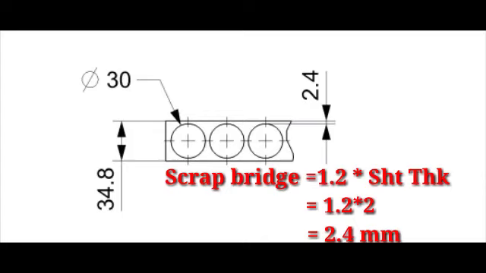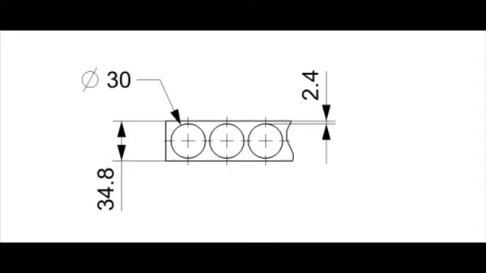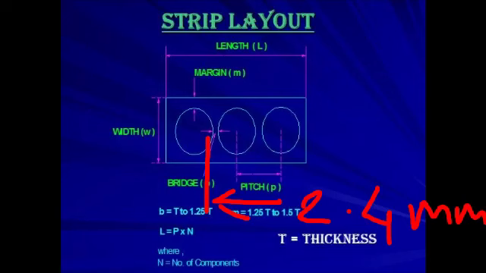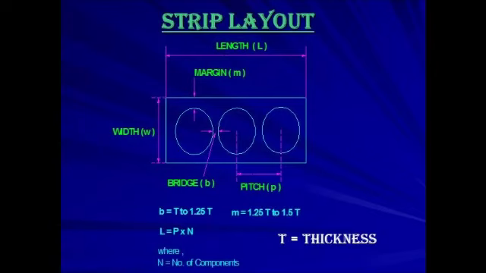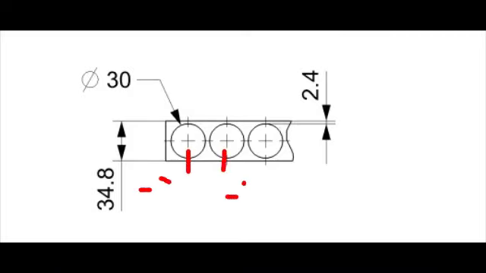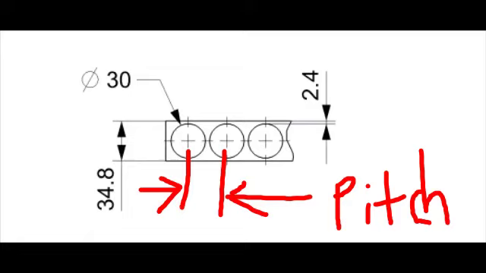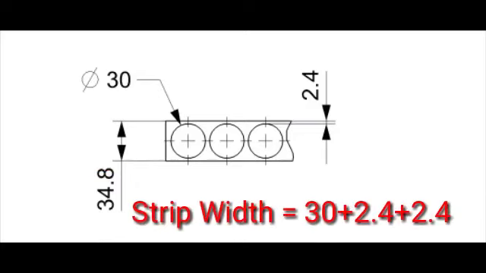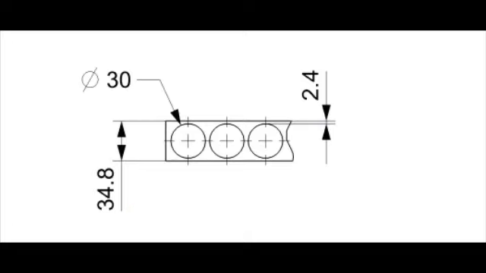Now we are going to calculate the pitch. It is nothing but the distance between the two circles plus the scrap bridge. Scrap bridge is 2.4 plus the distance, that is 30, so 30 plus 2.4, that is 32.4 mm is the pitch. You can see in the image. Strip width is equal to 30 plus 4.8, that means from the front side and the rear side 2.4 on each side. The strip width will be 34.8 mm. Number of rows is given as 1.